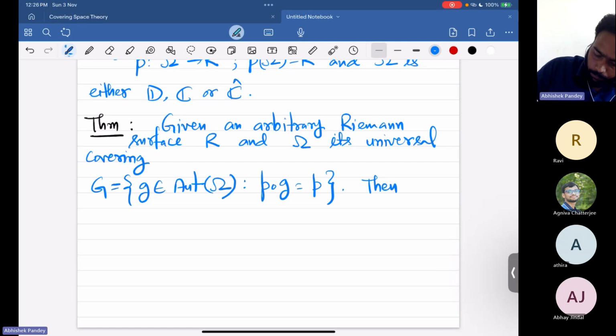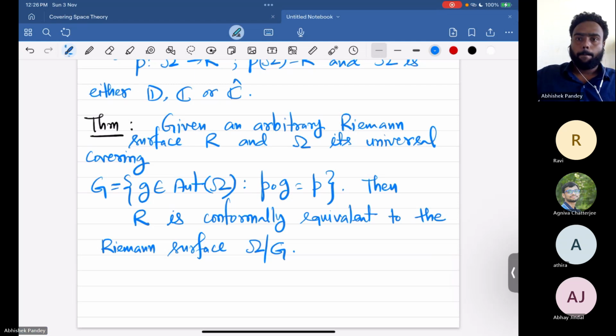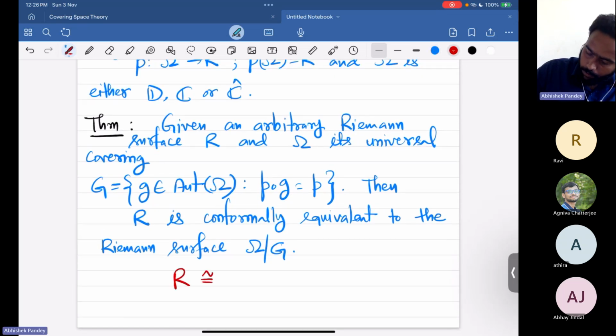Then this arbitrary Riemann surface R is conformally equivalent to the Riemann surface omega modulo G. So this is quite important: this arbitrary Riemann surface is basically conformally equivalent to omega modulo G. Is this statement clear?